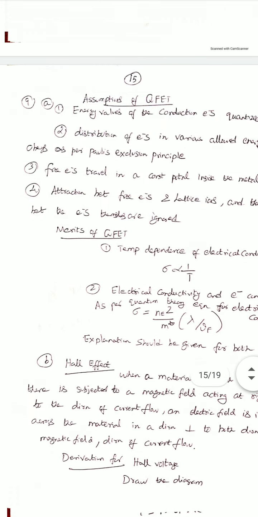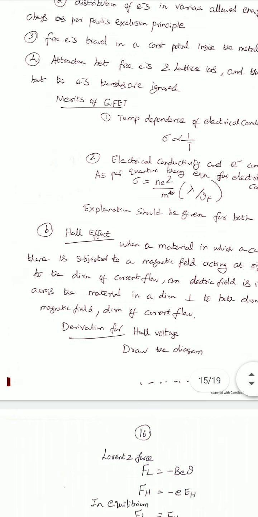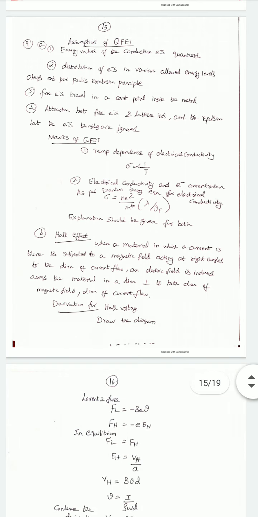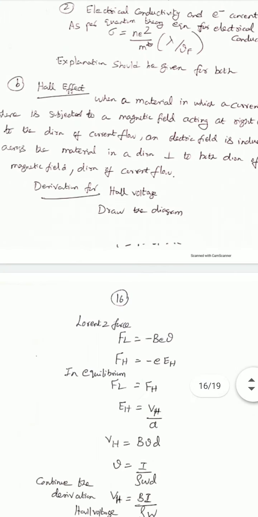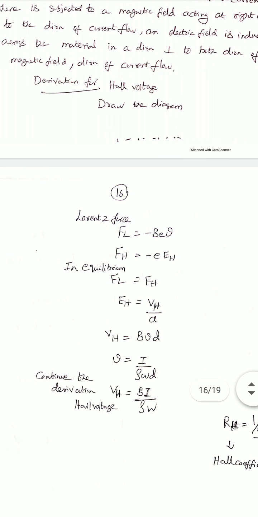And then 9b, that is regarding the Hall effect. The definition for Hall effect is given here, and then the derivation for Hall voltage. Here also you are supposed to draw a neat diagram, and then you start the derivation, that is Lorentz force Fl, and then the Hall force Fh, then in equilibrium Lorentz force is equal to Fh. All these steps you have to write.